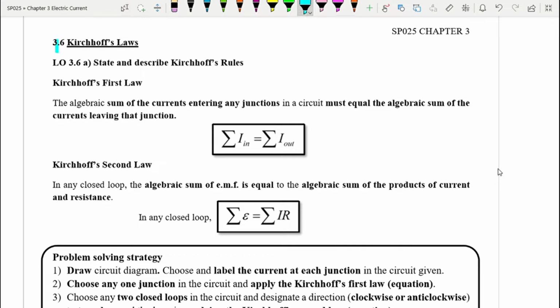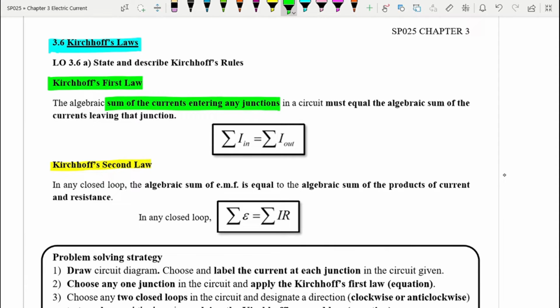We have 3.6, which is Kirchhoff's law. We actually have two types of Kirchhoff's law. The first one is related to current, while the second one is related to EMF or voltage. The first law states that the sum of current entering a junction should equal the total sum of the current leaving the same junction.